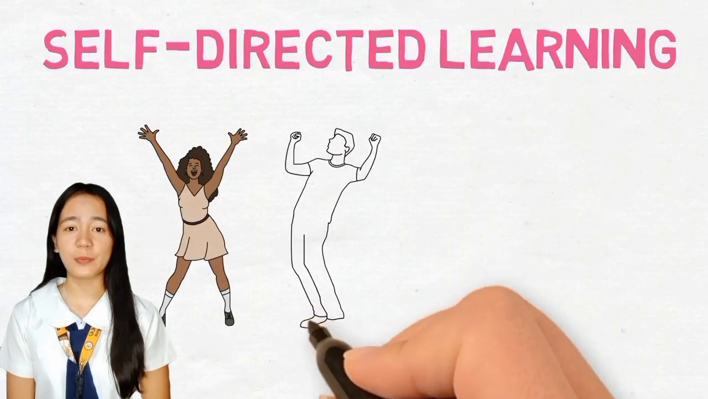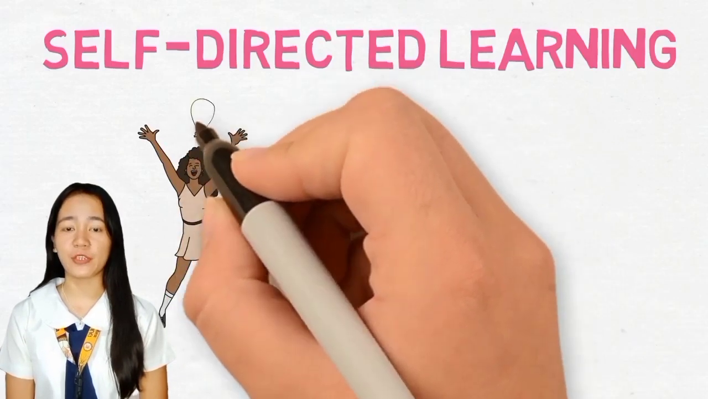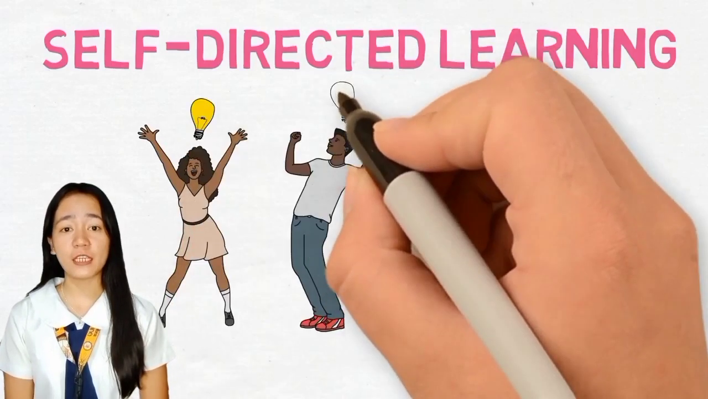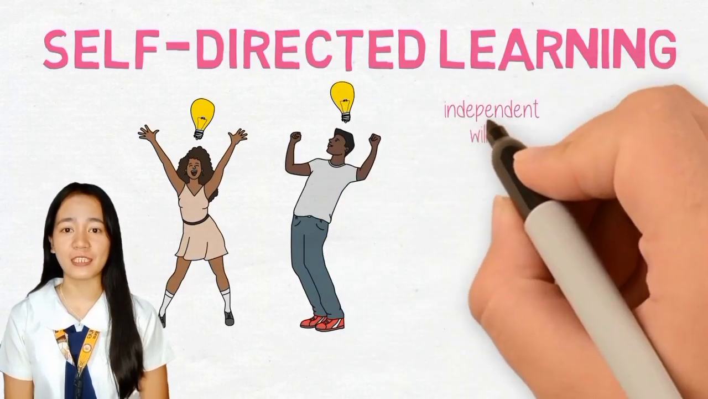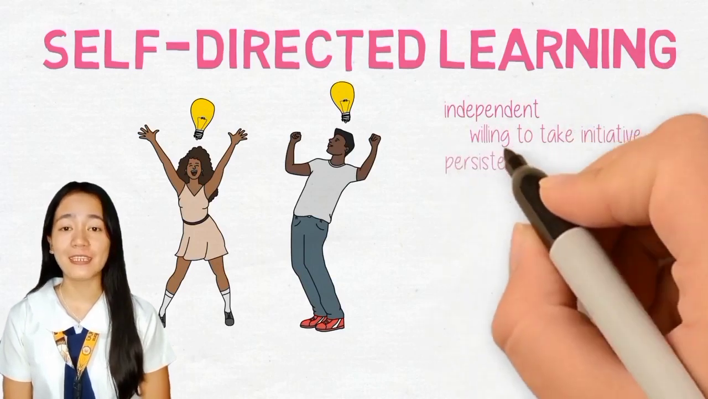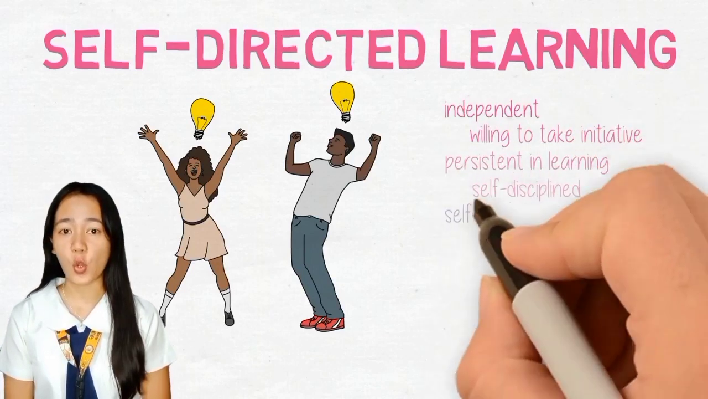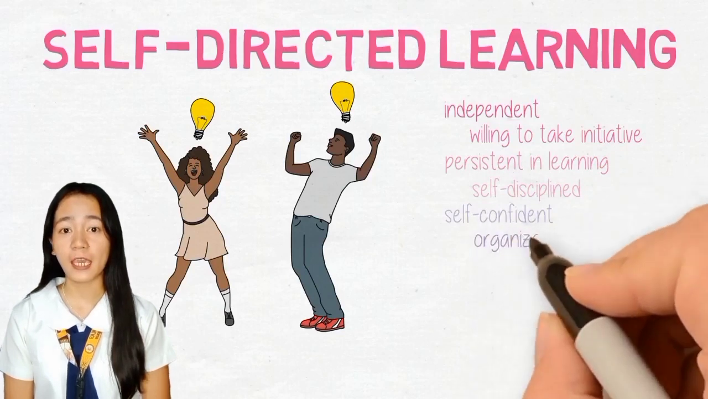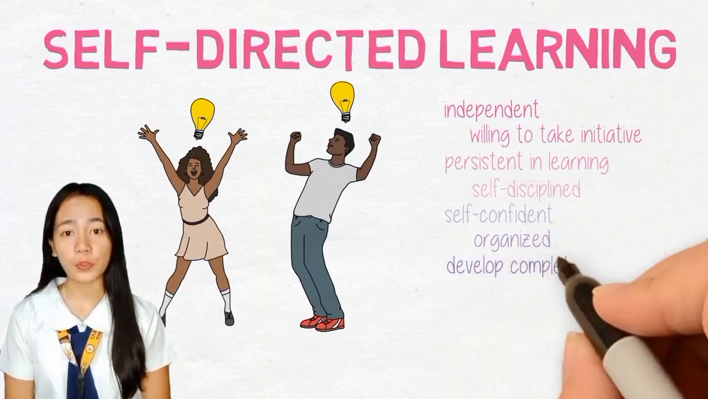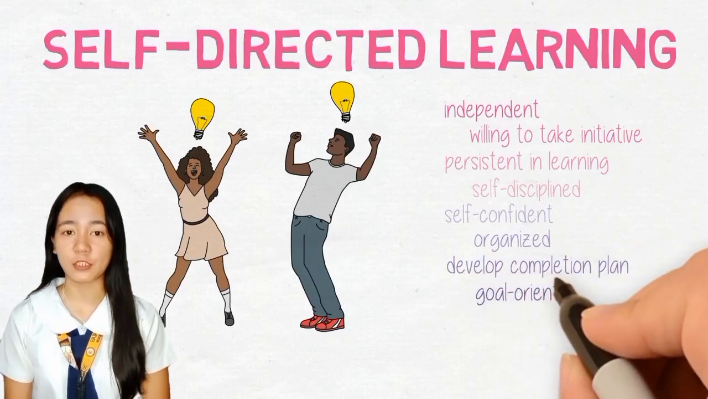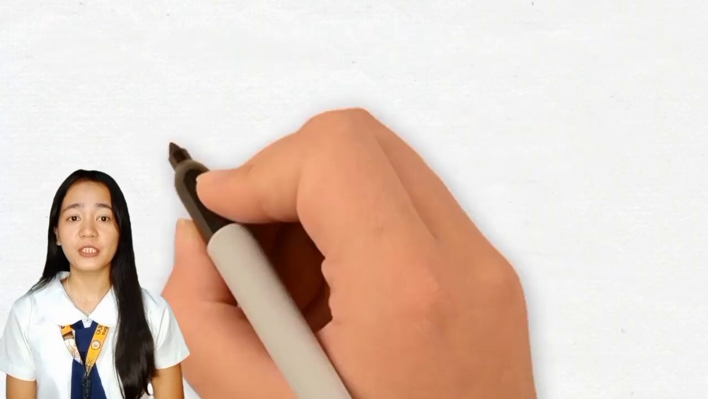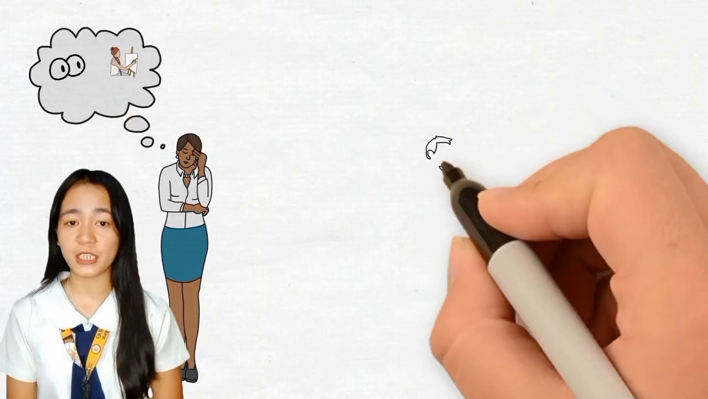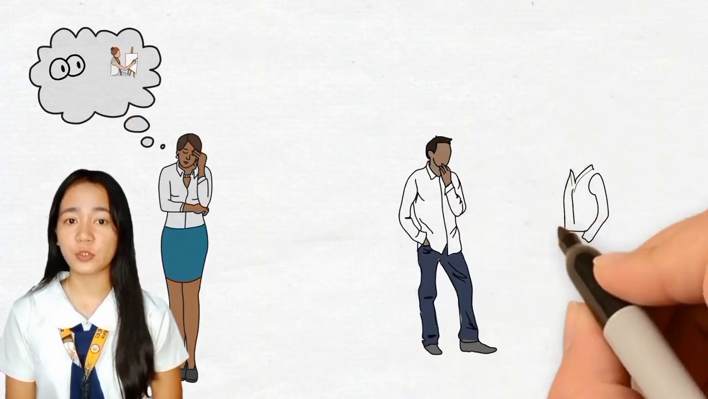This helps students become self-sufficient and helps prepare them for lifelong learning. Studies show students who become self-directed learners are independent, willing to take initiative, persistent in learning, self-disciplined, self-confident, organized in terms of time and work, able to develop a completion plan, goal-oriented, and motivated to learn as much as they can. In addition to becoming self-directed learners, students should also be identifying their own learning needs, leading classroom discussion and assessing work done by other students and themselves.